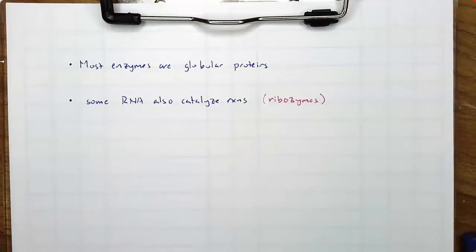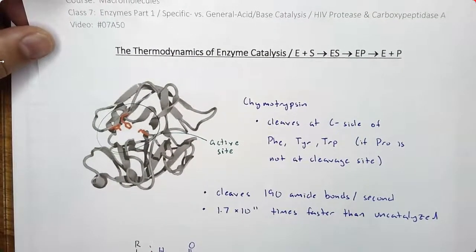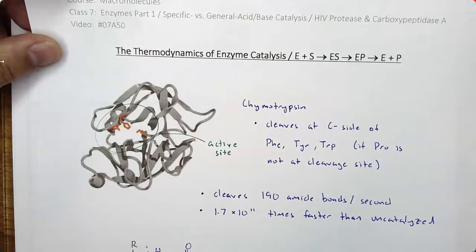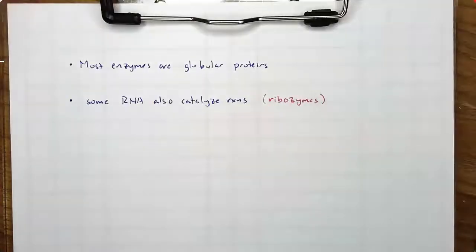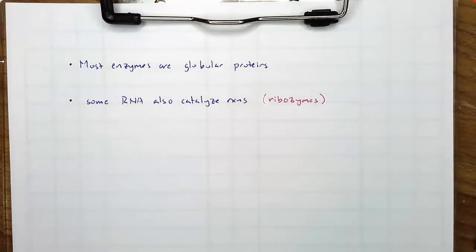Most enzymes are globular proteins, a combination of alpha helices, beta sheets, and random coil. And we saw that with chymotrypsin. That's a good picture of a globular protein. Enzymes are not the only biomolecules that catalyze reactions. Some RNA do, and those are called ribozymes.